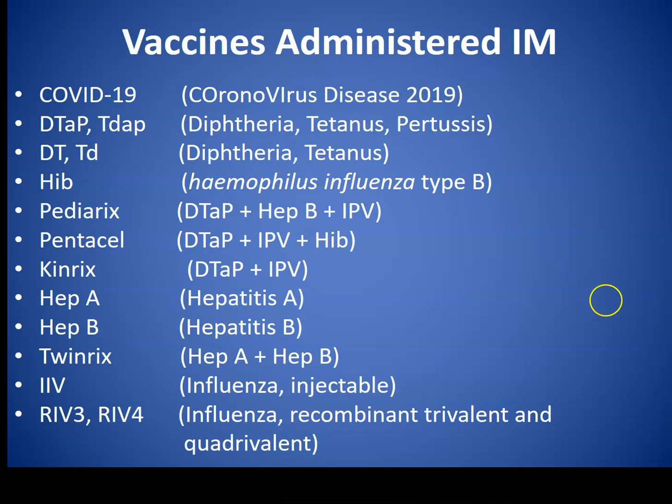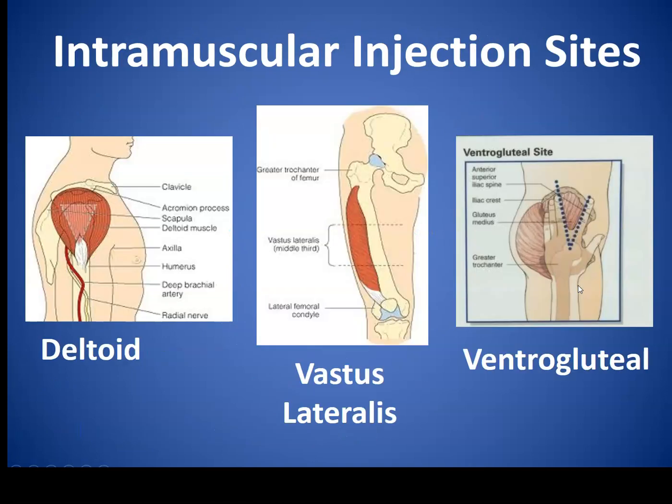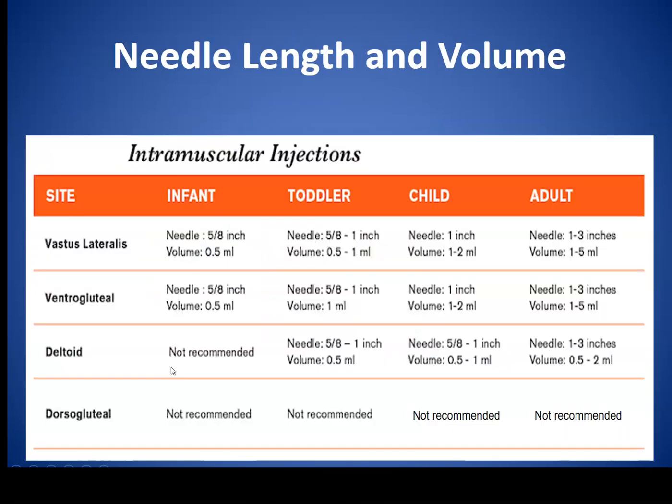We give lots of vaccines via IM. COVID-19, DTaP, Tdap, DT, TD, Hib, all of these combo ones, Hep A, Hep B, etc. Influenza, lots and lots of them. You can see the long list. We're going to talk about our 3 intramuscular injection sites.